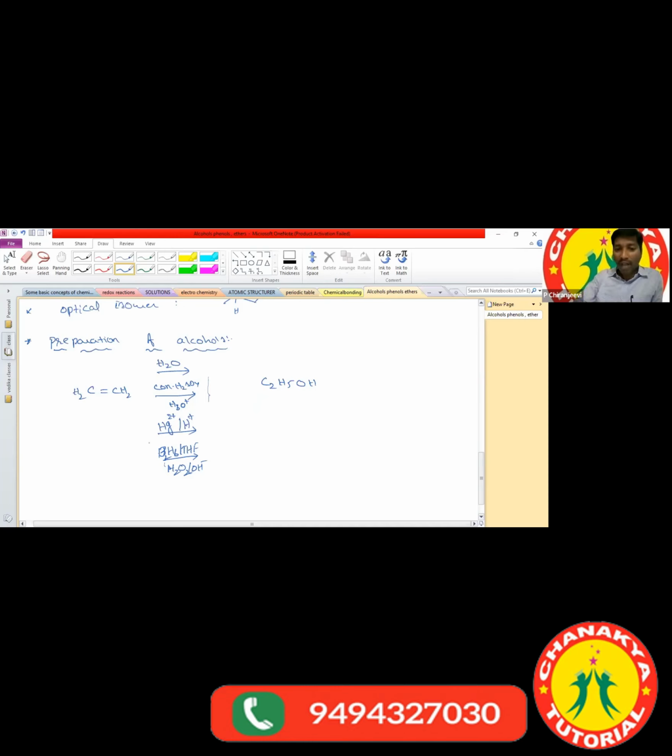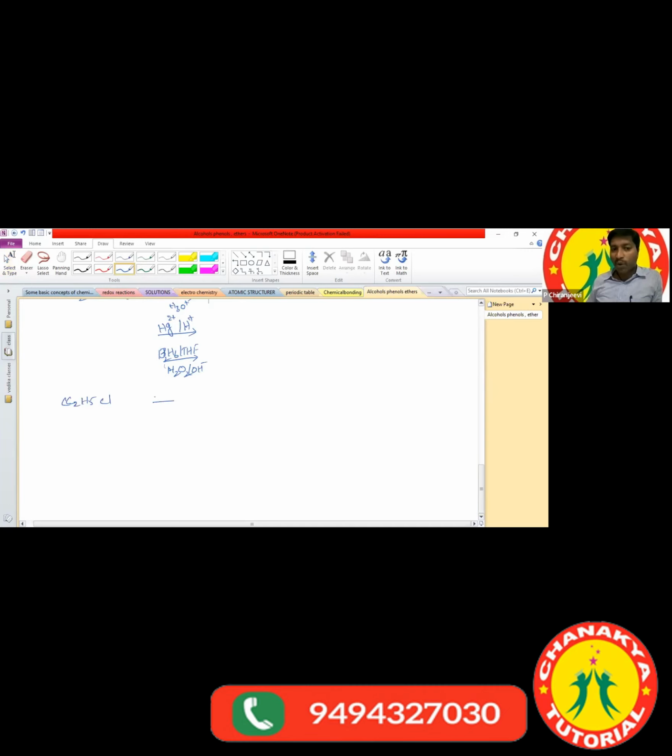And what other methods do we have for the preparation of alcohols? From alkyl halides. C2H5Cl, ethyl chloride, is treated with an aqueous solution of KOH, or with an aqueous solution of NaOH. It is converted into ethanol, C2H5OH, which is formed.